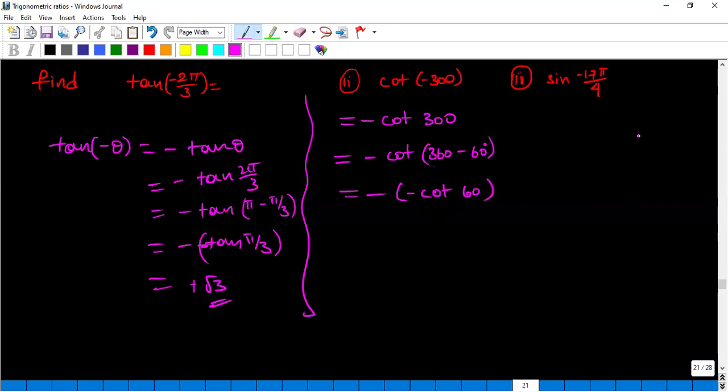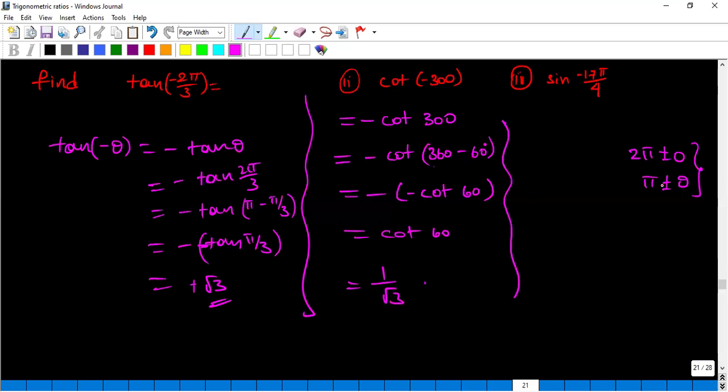I told already, in 2 pi plus or minus theta or pi plus or minus theta, ratios will not change, only signs will change. Okay. Now you will get cot 60. Cot 60 is nothing but cos 60 by sin 60, which is nothing but 1 by root 3. Okay. Then what is this? Oh my god, very big number. Don't worry. Very small number only.